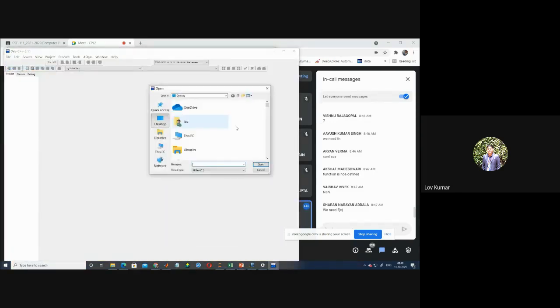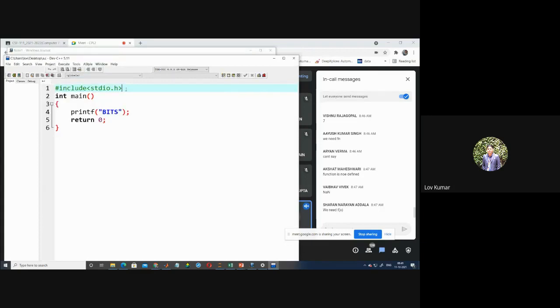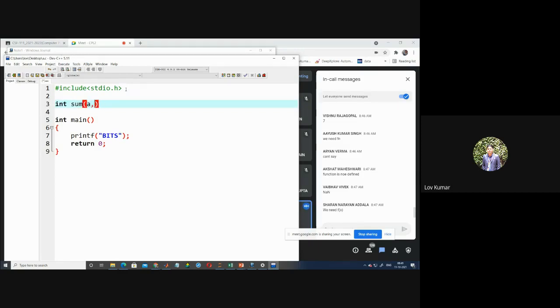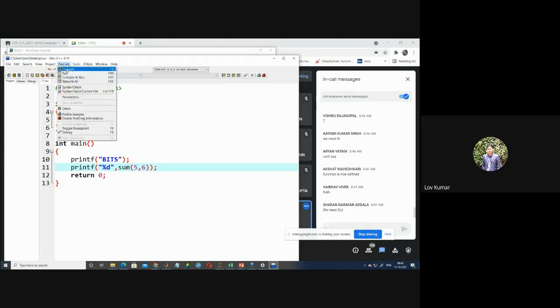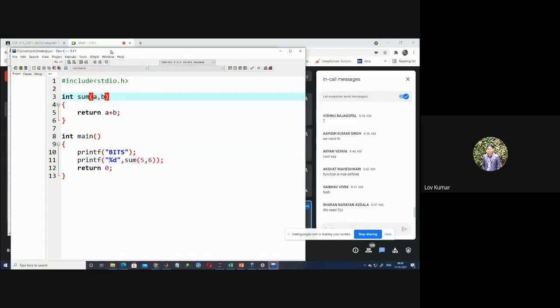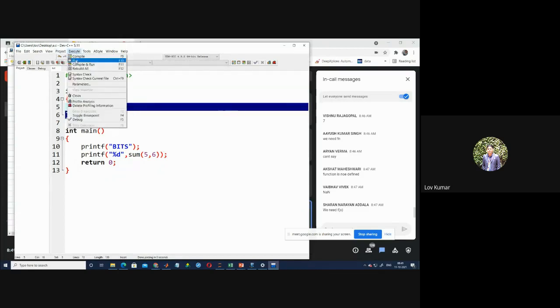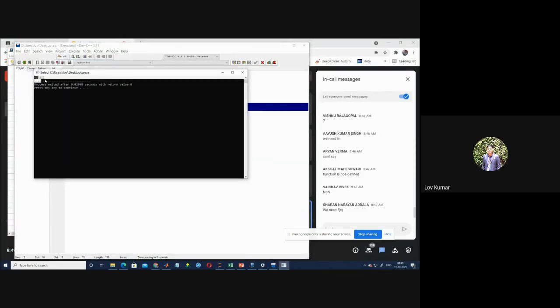So I am taking one simple file, a.c. Here we are writing int sum(int a, int b), return a plus b, and here we are writing printf with %d, and sum of 5 comma 6. Now you can see it is printing 11.